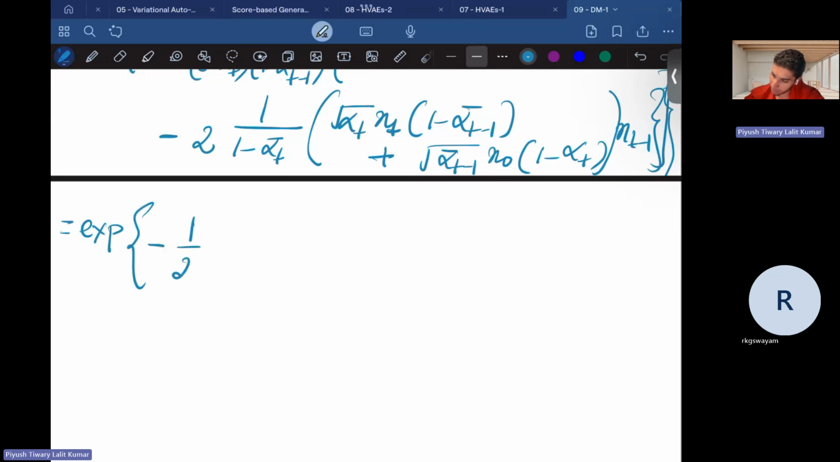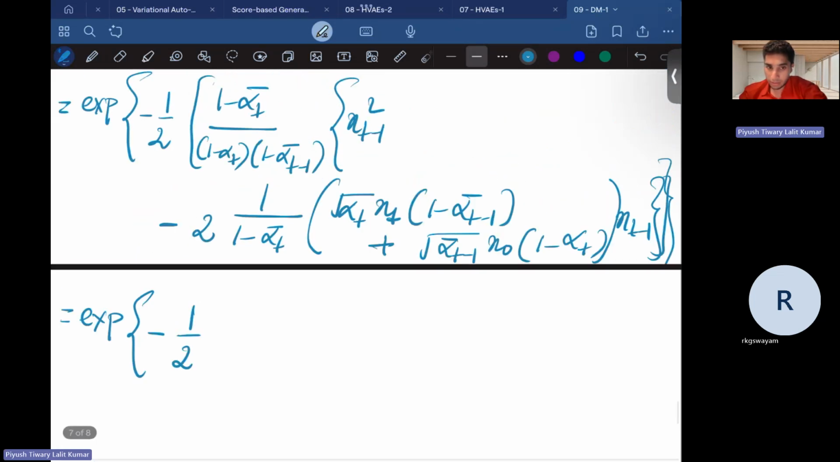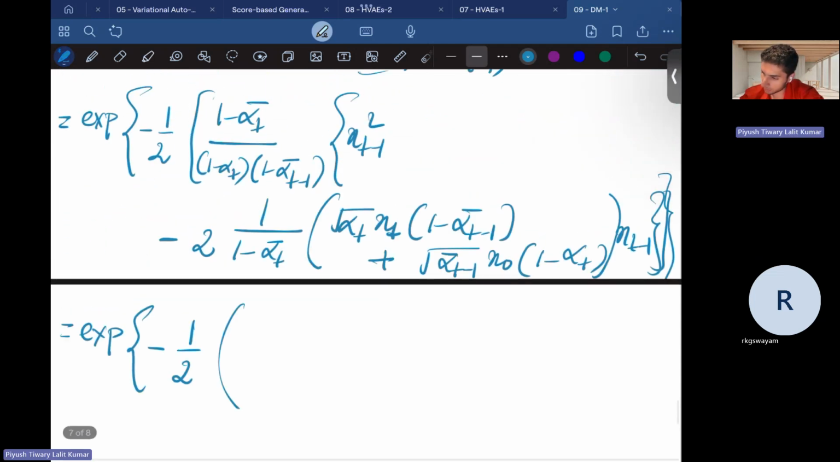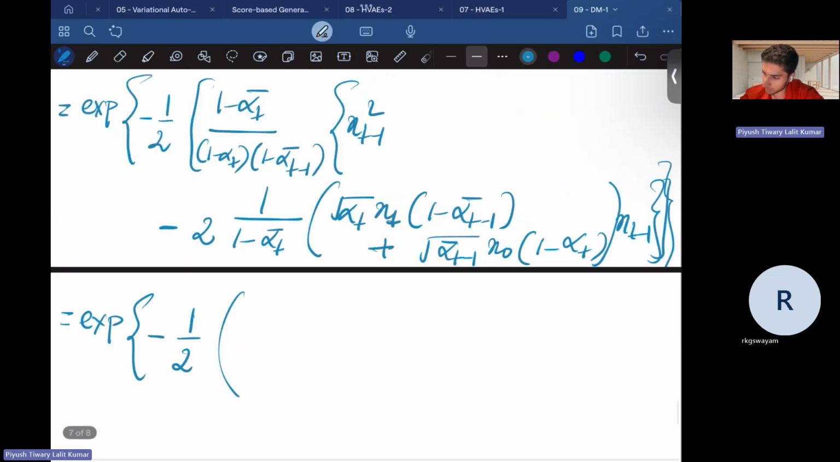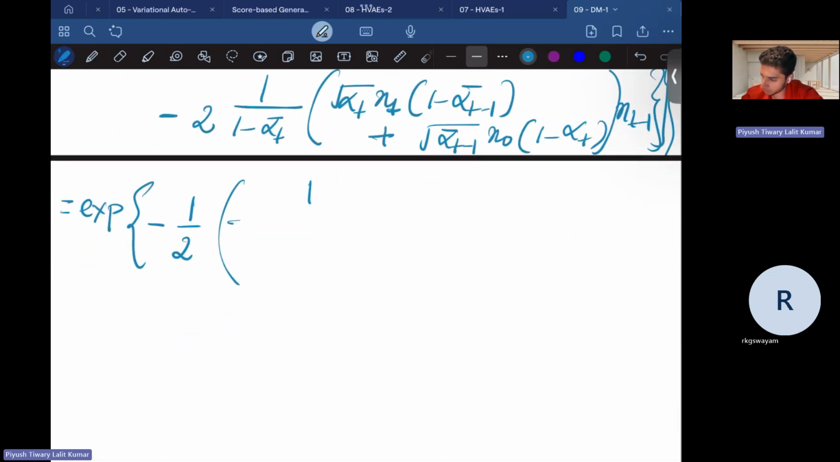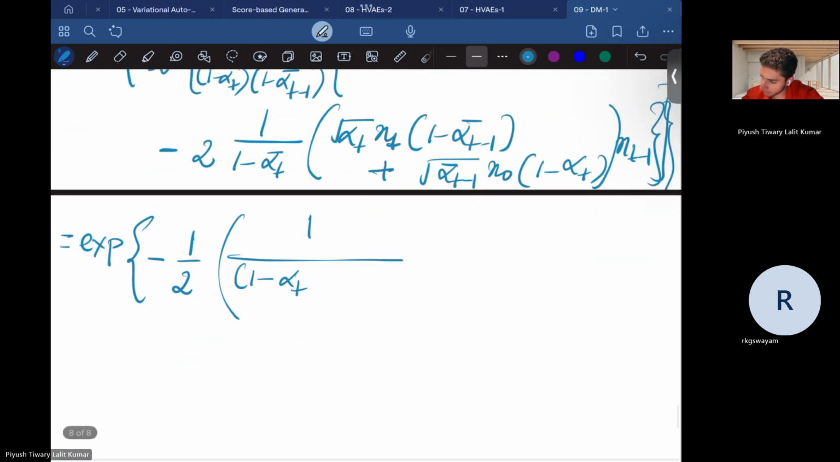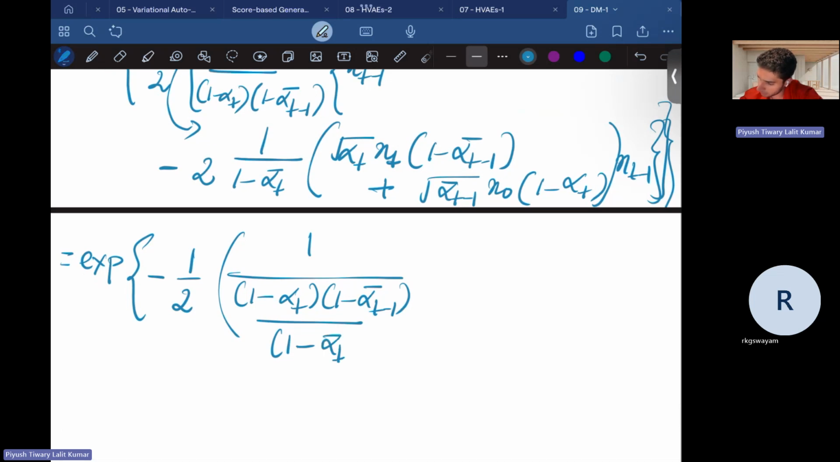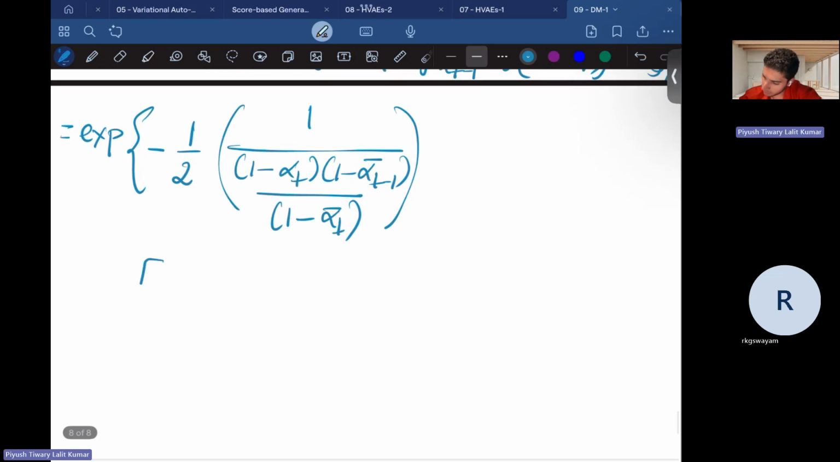So this will become minus 1 by 2. What we will do is, this thing we will write as its inverse. So let me write it down. This is 1 over 1 minus alpha t, 1 minus alpha t minus 1 bar divided by, so I am just taking this thing below, okay? This is 1 minus alpha t bar, okay? This is the common term and whatever is inside.